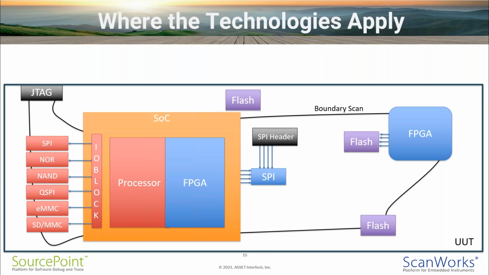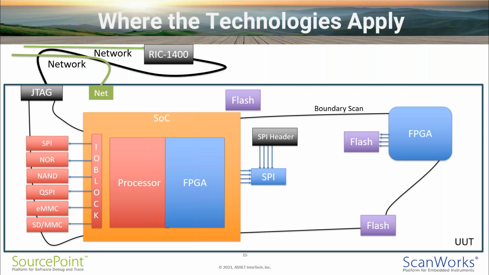Now I'm going to add a SPI flash header and another flash device that's not on the scan chain. Next, we're going to connect a network connection to the UUT. And now I'm going to connect the controller to the UUT. Finally, I'm going to add the SPI Direct and the SPI DIO.